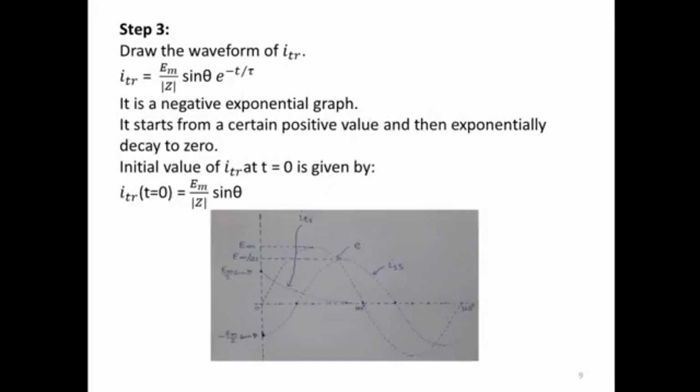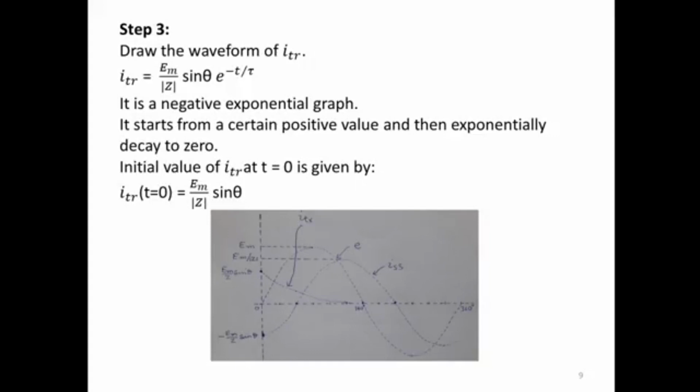Now the third step is to draw the waveform of transient current. We have drawn the waveform of input voltage. We have drawn the waveform of steady state current. Now we will draw the waveform of transient current. As you can see, the expression of transient current is of exponential form, a negative exponential curve. It starts from a certain positive value and then exponentially decays to 0. And what is its initial value?